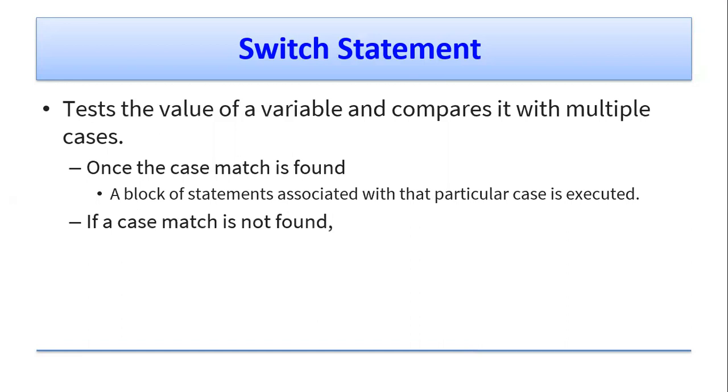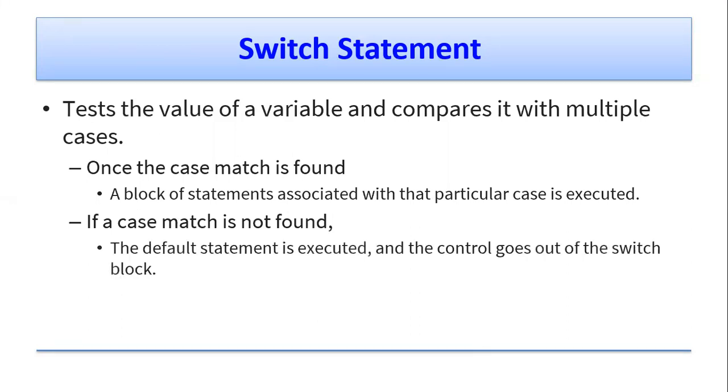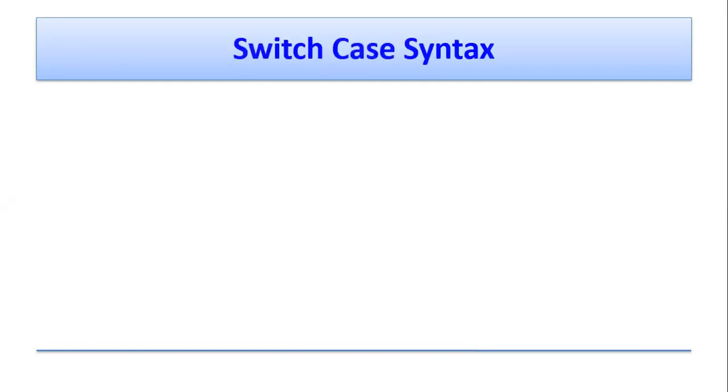So if a case match is not found, then the default statement is executed. We can have a statement called the default statement. Then the control goes out from the switch block, and the program exits from the switch block, right? So let's see the syntax of the switch case.